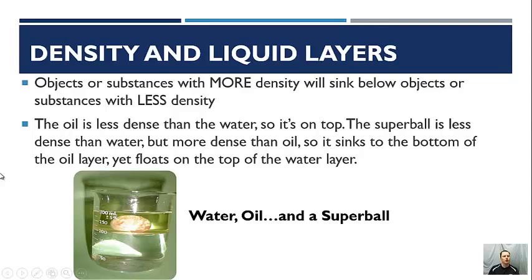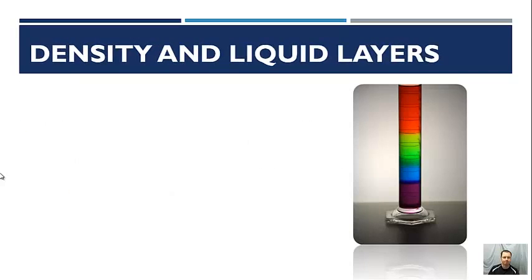Well, look at this. We know that the oil is less dense than the water because it's floating on top of it. But if we look at the super ball, where is it? Well, it's trapped between the oil and the water. So that means its density has to be somewhere between that of water and oil. It's kind of cool how the ball just sits there like that.